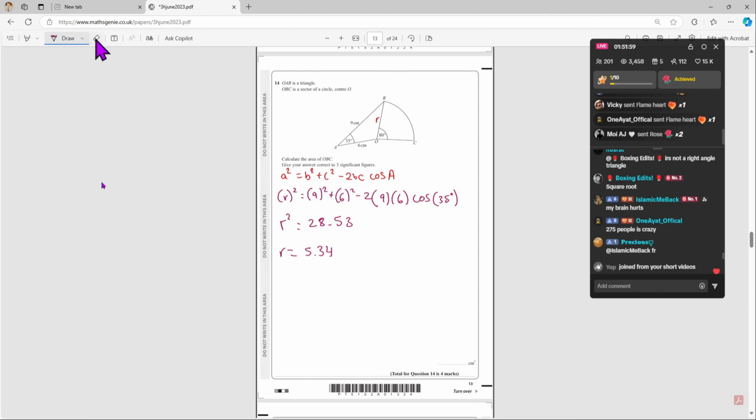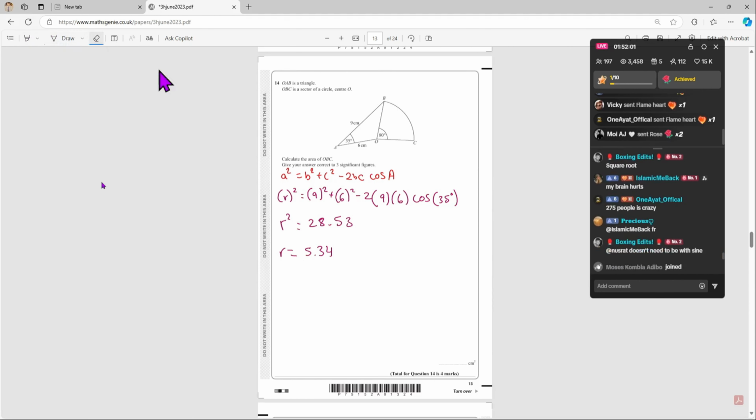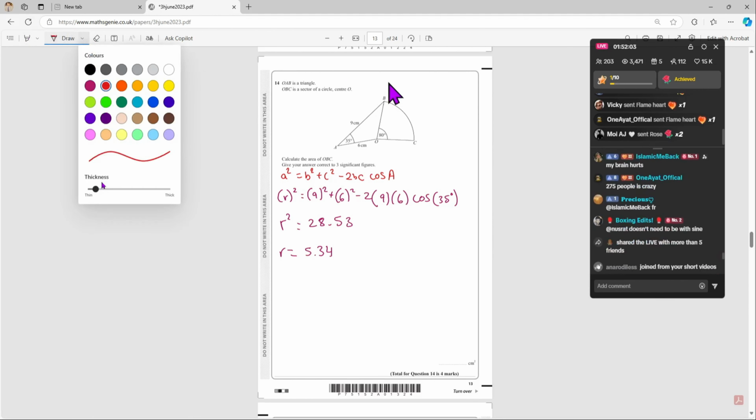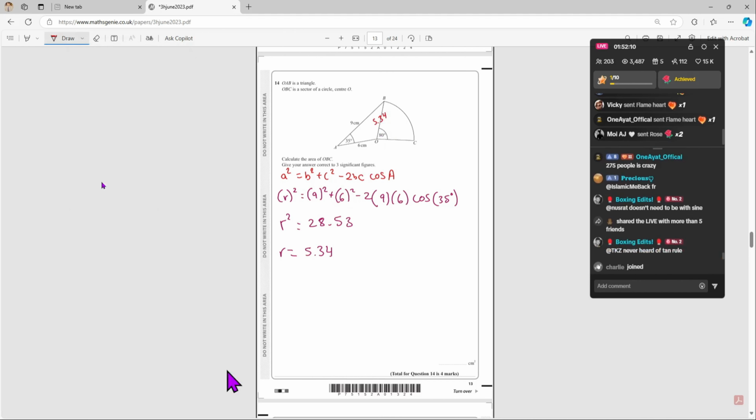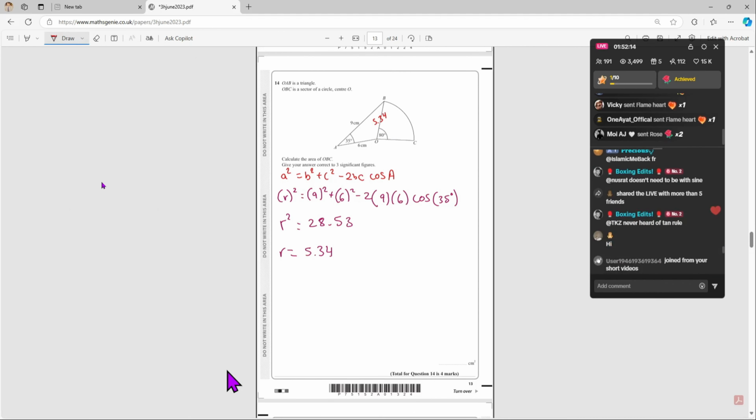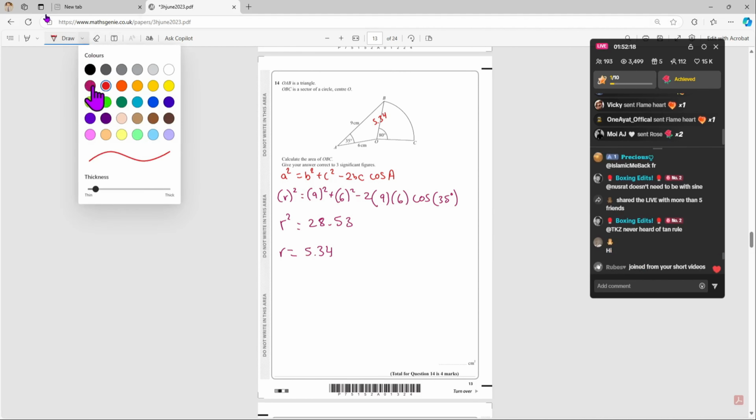So let's quickly label this over here. Replace the r with 5.34 because we worked that out. Now, guys, in the chat, tell me, how will we work out the area of our sector, the area of OBC? How will we work it out?